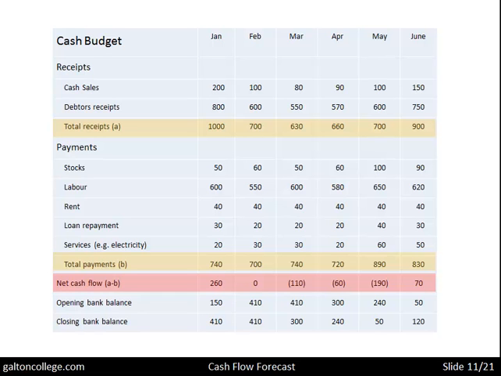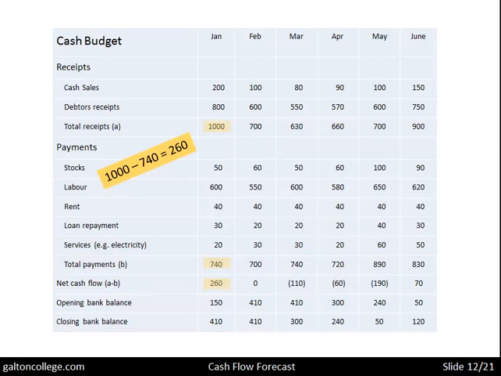Now let's look at how the cash flow statement works following on from these figures. First of all, let's deal with the 260 in January. So we have 1,000 minus 740 is equal to 260. So there's the 1,000, there's the 740, and there's the 260. So now we see how the net cash flow is worked out.